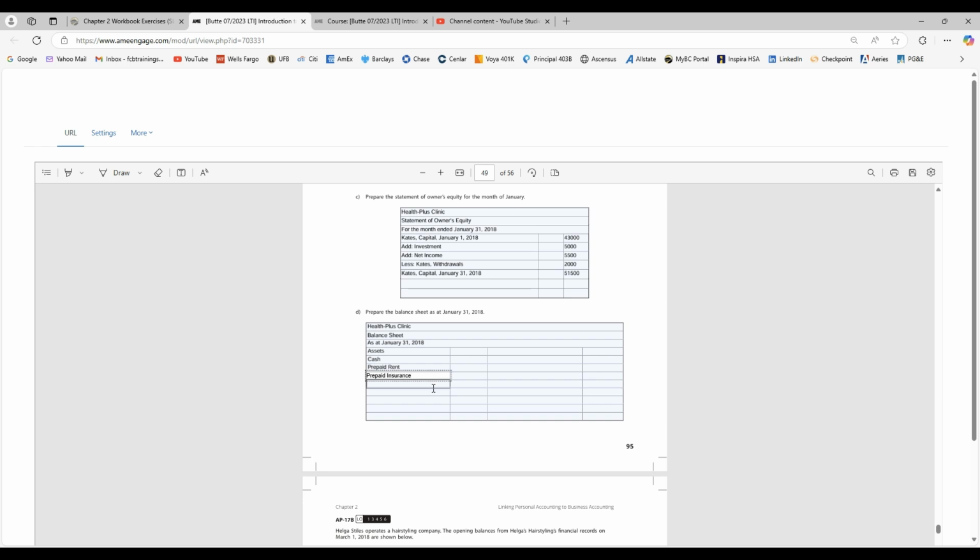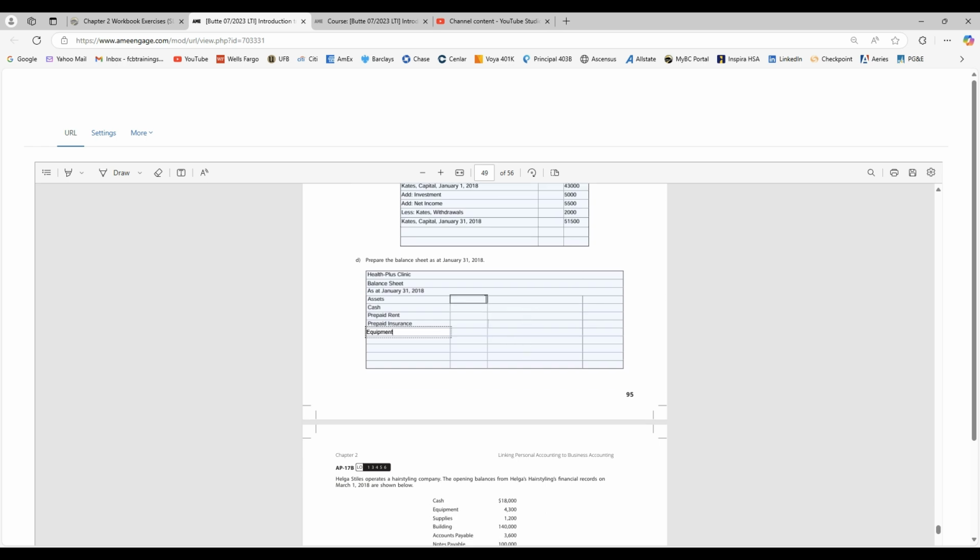So I'm just going to go through and list all the asset accounts that we have. Okay, and then I'm going to put the amounts in here: $24,500 cash, $4,000 for prepaid rent, $5,000 prepaid insurance, and $34,000 for equipment. And then let's sum all those up to give us $67,500.